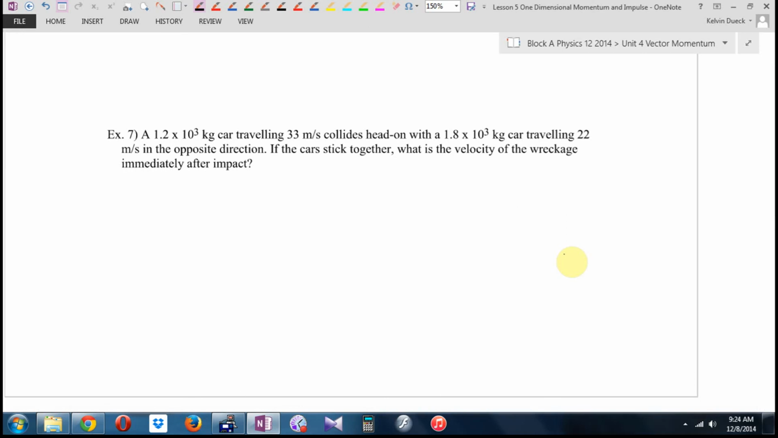A 1.2 times 10 to the third kilogram car traveling 33 meters per second, that's about 100 kilometers per hour freeway speed, collides head-on with a 1.8 times 10 to the third kilogram car traveling 22 meters per second, about 70 kilometers per hour, in the opposite direction. Since we're talking about vectors, and they mentioned that, I'm going to underline it. I think that's going to be important. If the cars stick together, so the wreckage sticks together, what is the velocity of the wreckage immediately after the impact?